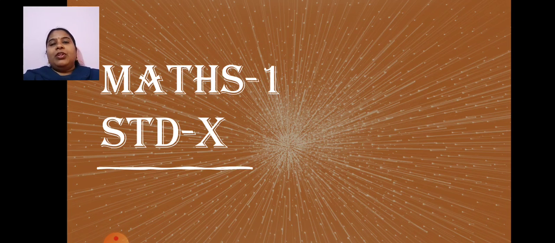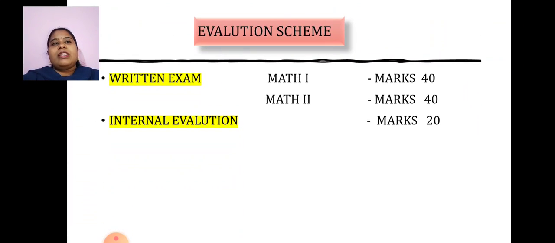Today I am here to brief you on the evaluation scheme, paper pattern and the revised syllabus. So without much delay, let's see the evaluation scheme. As you know, the written paper for board exam for Maths 1 will be of 40 marks, Maths 2 also 40 marks, and internal evaluation will be of 20 marks.